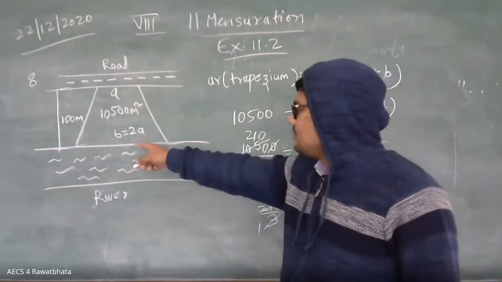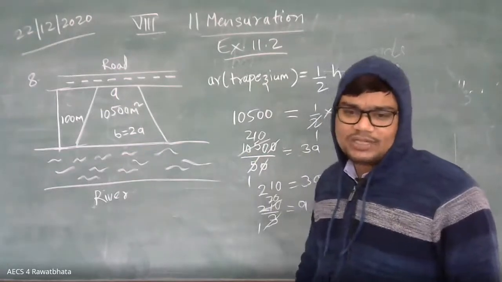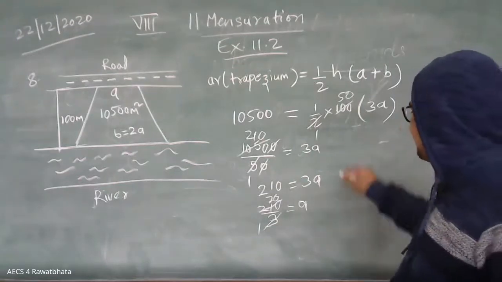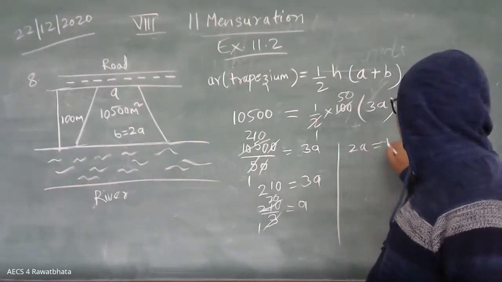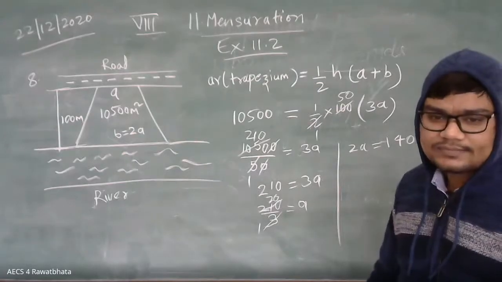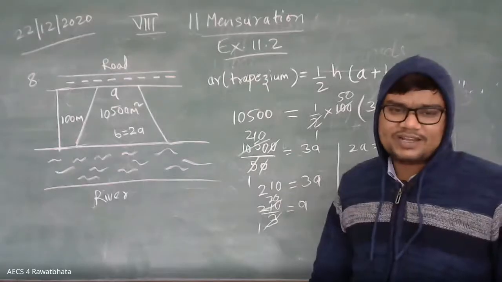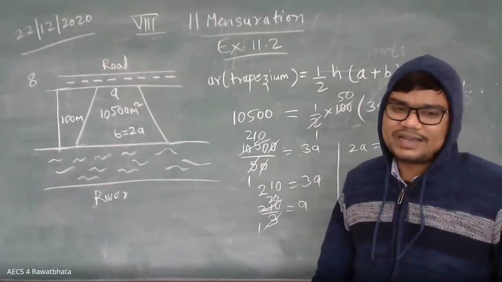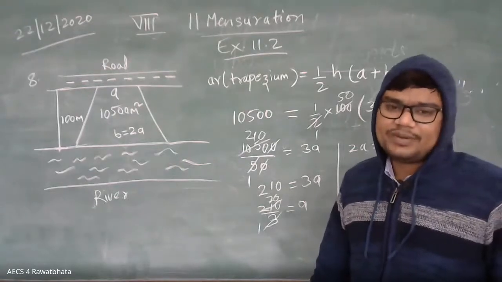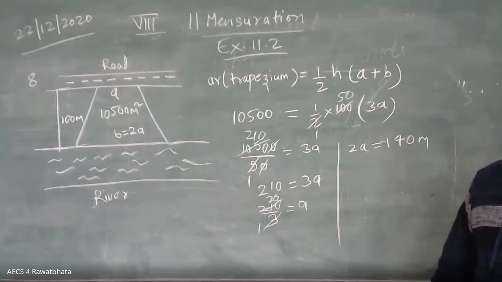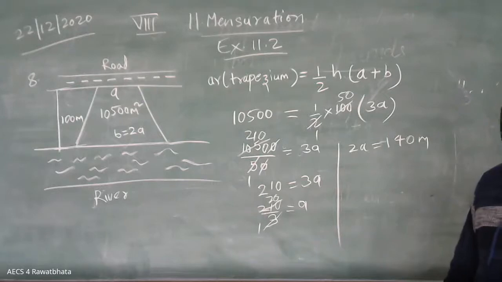But we have to find out the side along the river. Side along the river is 2a. Therefore 2a is equal to 140 meters. All of you got the answer? 140 meters. So the side along the river is 140 meters and the side along the road is 70 meters. All of you understood this question?